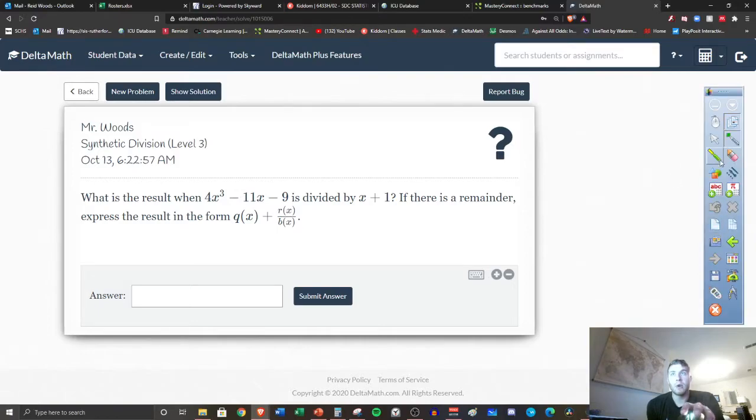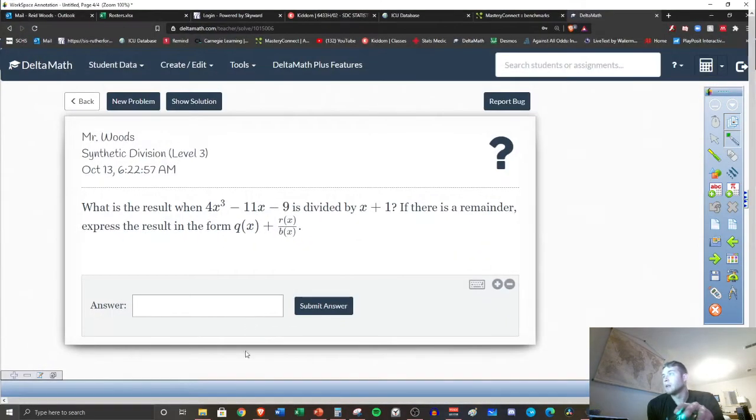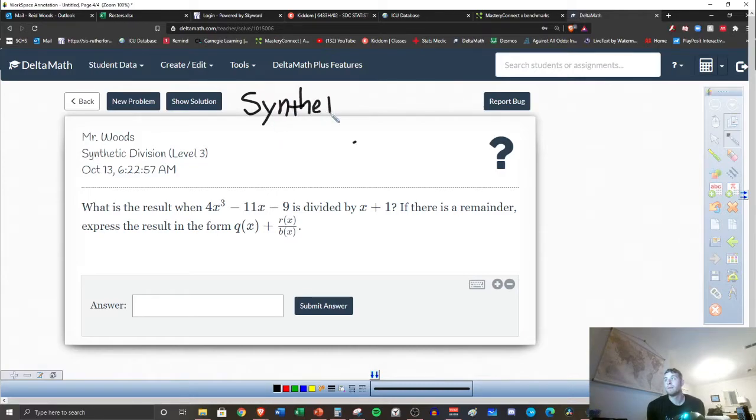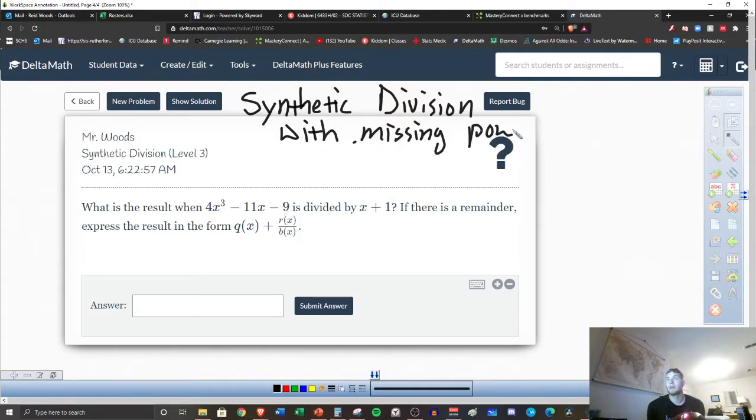Let me go ahead and start working this. Let's pull this up. We're going to write this example in our notes, but I want you to draw a line, title the section of the notes. Let me go ahead and write what I want you to put on there. So in your notes, you're going to title it Synthetic Division with missing powers. So you'll notice how this one is missing the x squared term.